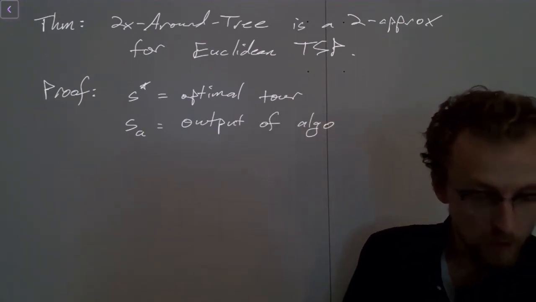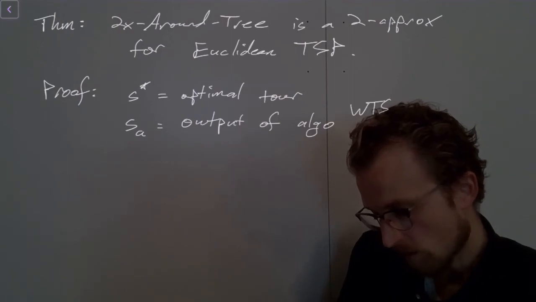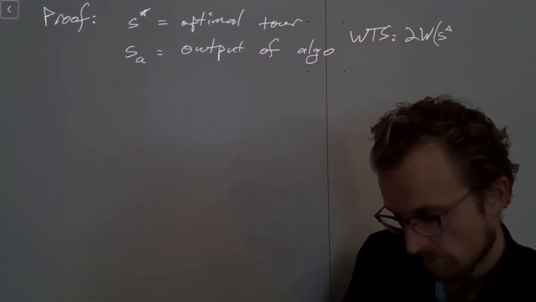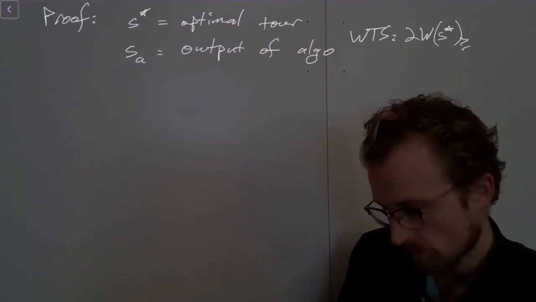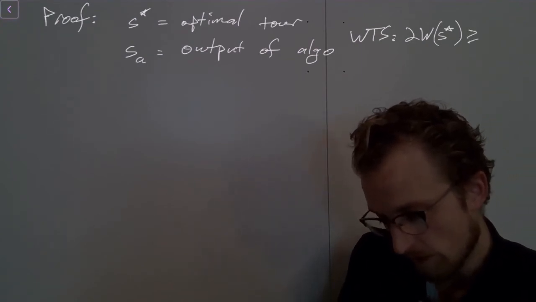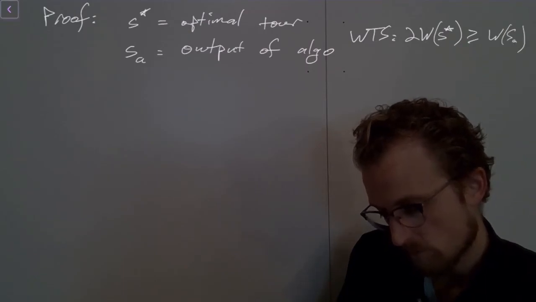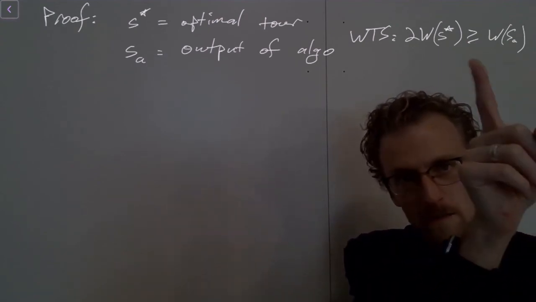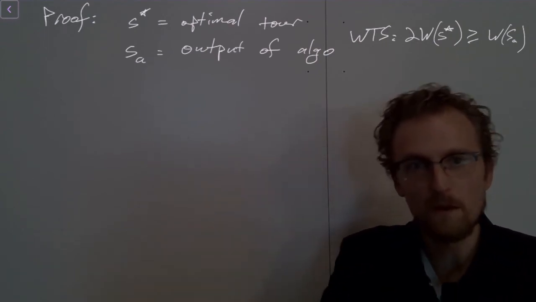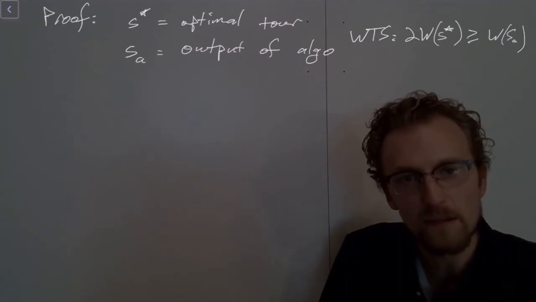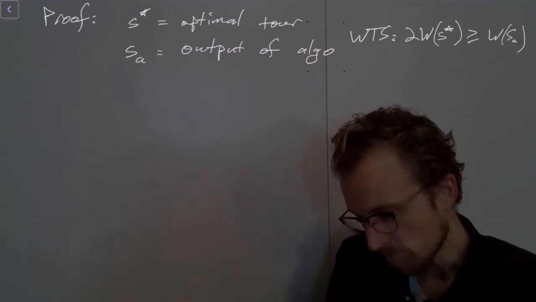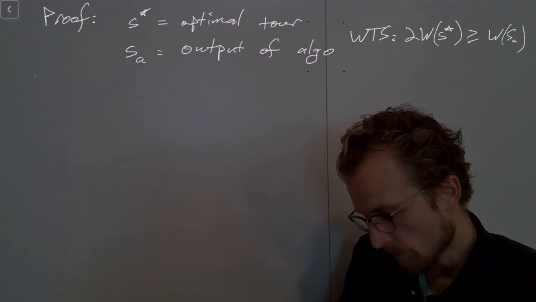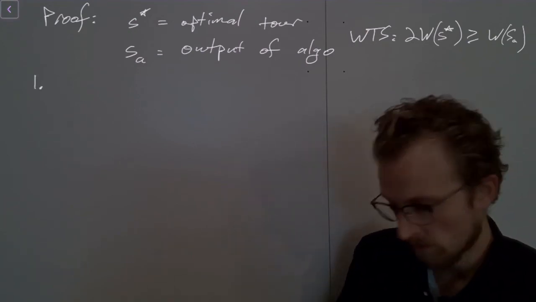Right? And what is it that we're trying to show? We want to show that 2 times the cost, or the total weight, of S star is greater than or equal to the cost of SA. Okay? In other words, we want to show that if I take the cost of SA and divide that by the cost of the optimal tour, that's no bigger than 2, right? That the algorithm doesn't give me anything that's more than a factor of 2 times optimal. Okay, so that's what we want to derive. We want to derive that inequality up in the upper right. Okay, so here's what we're going to do. We're going to say take S star and remove an edge, right?